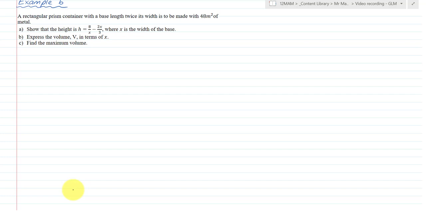So here we go. Now this is a heavily scaffolded example, but it does get a little bit complex, so it could be a complex familiar, probably a harder simple familiar question. A rectangular prism container with a base length twice its width is to be made with 48 meters squared of metal. Now we've got to show that, which is the link, and then B, express the volume in terms of x, in which case we're probably eliminating h, and then find the maximum volume.